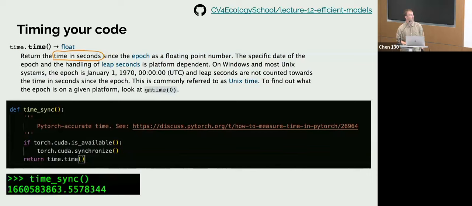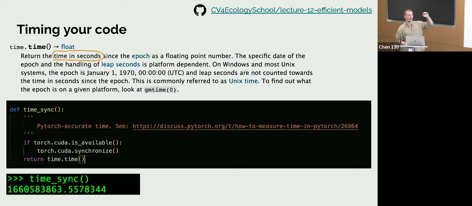So Python has some built-in methods for doing this. There's a module called time, and anywhere in your code you can call time.time, and it's going to give you the time in seconds since the epoch, which is this weird computer science thing. If you haven't seen it before, it's this really bizarre number that you're going to get, like 166058. That's an example of last year's time since epoch. So it's the number of seconds since like January 1971 or something like that. But the absolute number is not important.